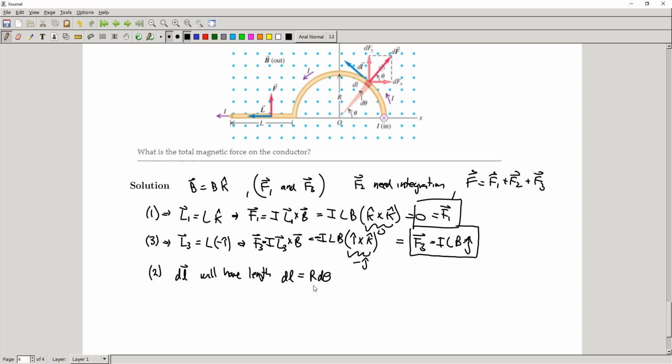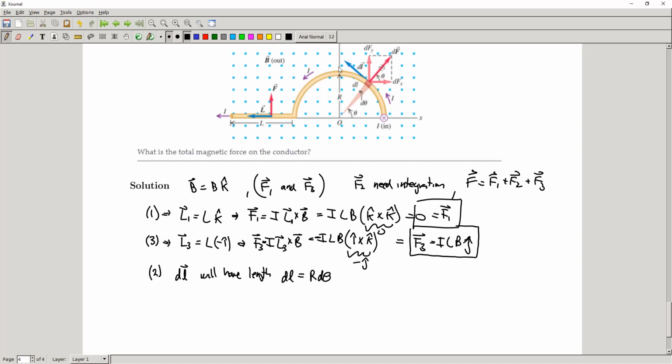And now we want to sort of think about what direction this cross product is going to point. So as we're going around, we always have our dl pointing tangentially to our semicircle here, right? Like as we're going around, we're going to have a dl pointing in this direction, then it's going to point in this direction, as we see here. As we get over here, it's going to point in this direction, and so forth all the way around, right?